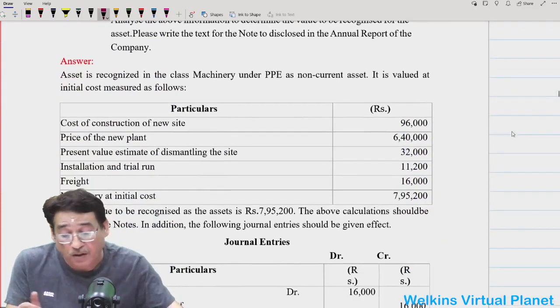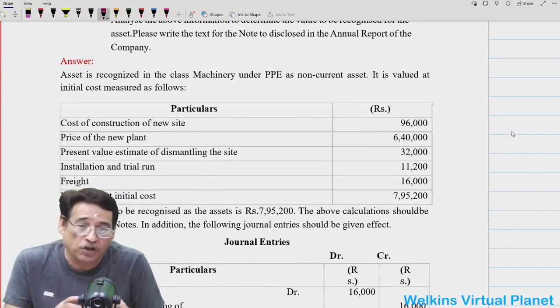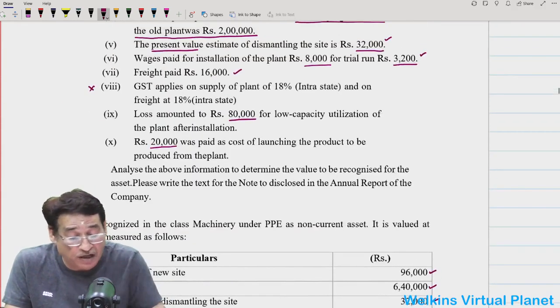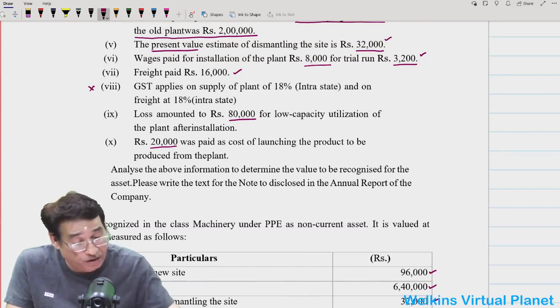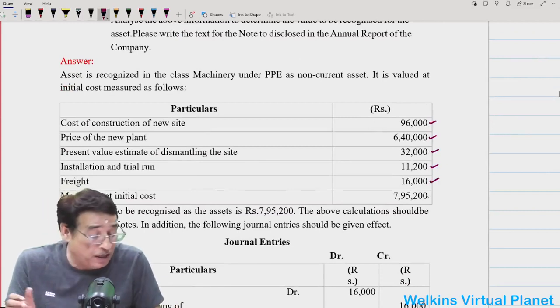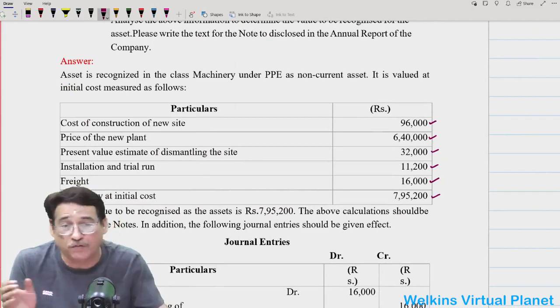Now, first of all, the question is asking us at what cost this new machinery will be initially recognized. Of course, it is the cost of construction of the new site, the price of the new plant, and the present value of dismantling, installation and trial run. Installation and trial run means actually 8,000 plus 3,200. All this will be part of the cost and freight. So machinery at initial cost will be recognized at 7,95,200. This will be the answer.